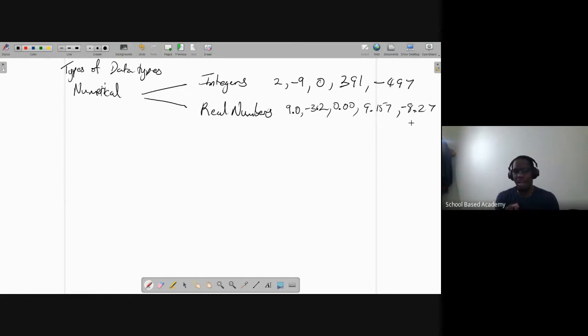Okay, there's a point value. So, you know, there is no point value in integers. And the difference between integers and real numbers is that an integer is used for counting, whereas a real number is used, as I said, in finance and statistics.